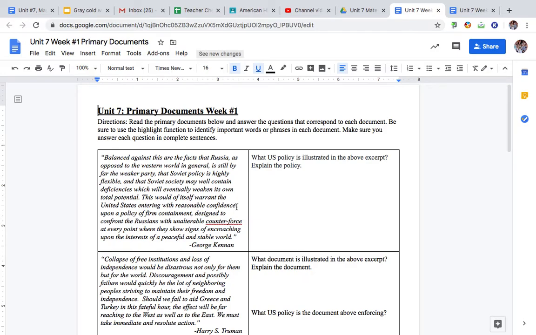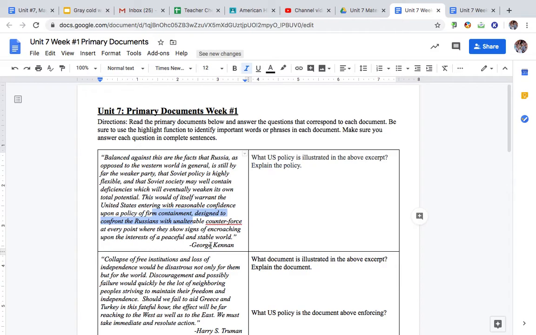That Soviet policy is highly flexible, and that the Soviet society may well contain deficiencies, which will eventually weaken its own total potential. This would of itself warrant the United States entering with reasonable confidence upon a policy of firm containment, designed to confront Russians with unalterable counterforce at every point where they show signs of encroaching upon the interests of a peaceful and stable world.